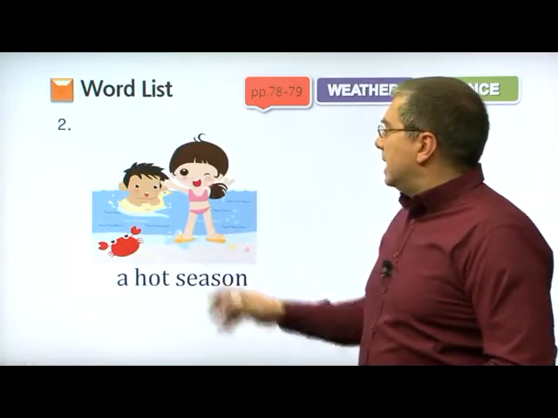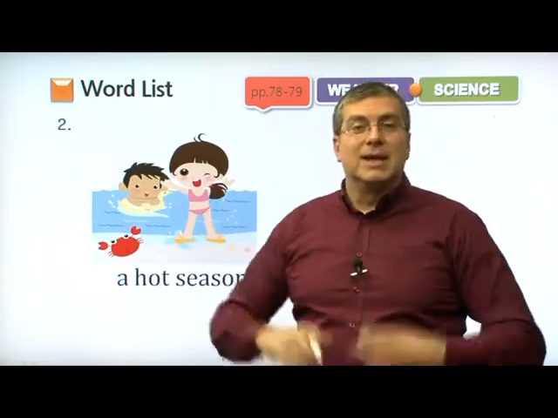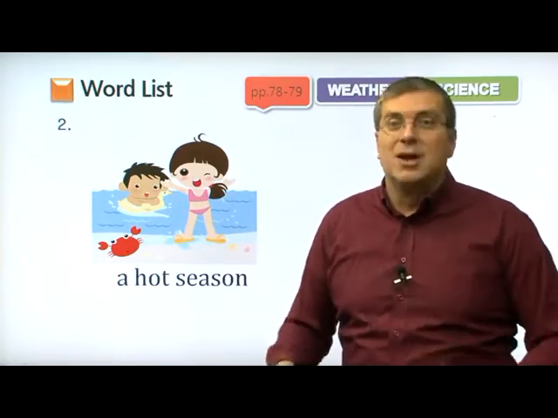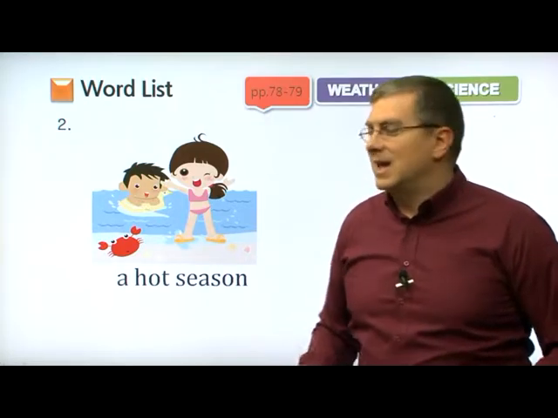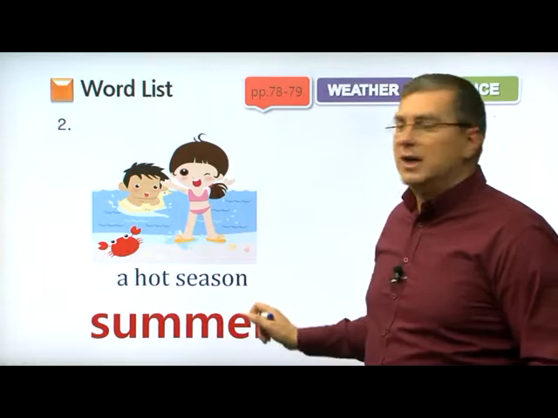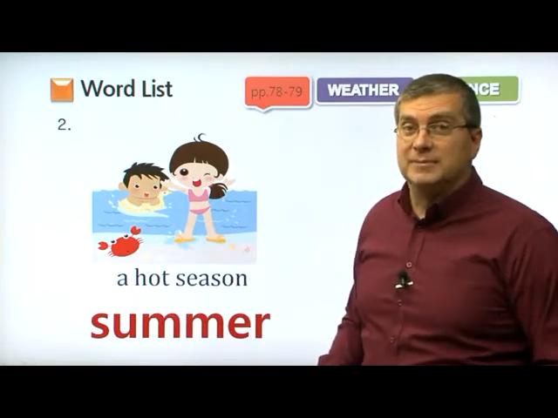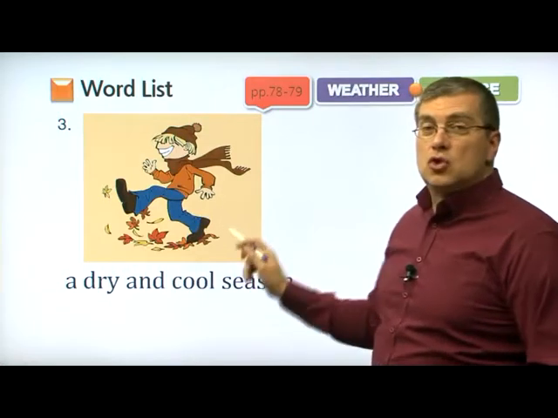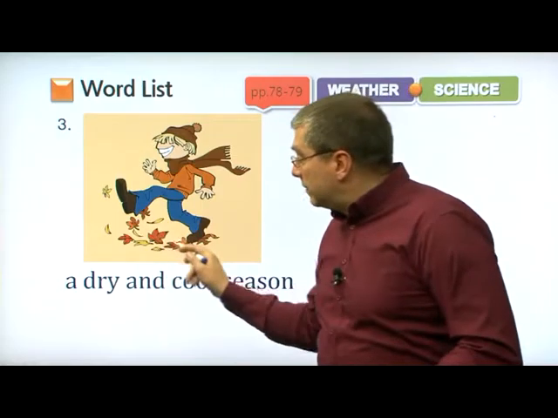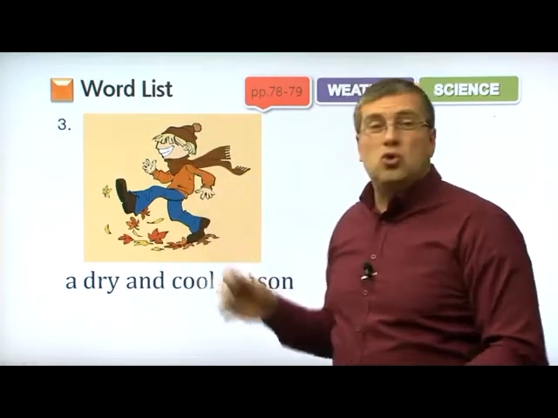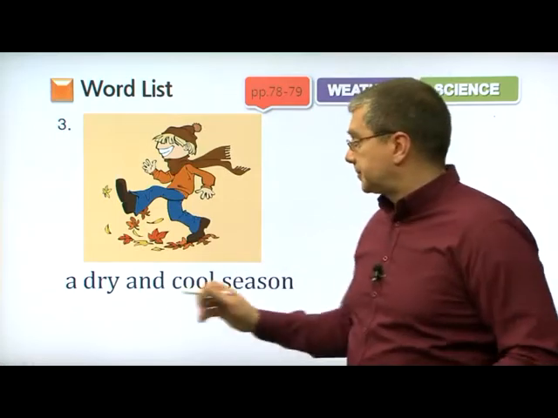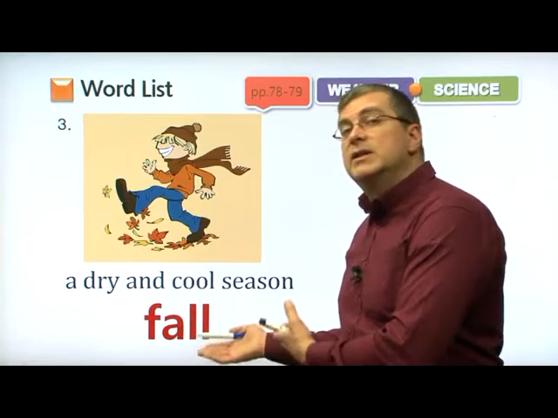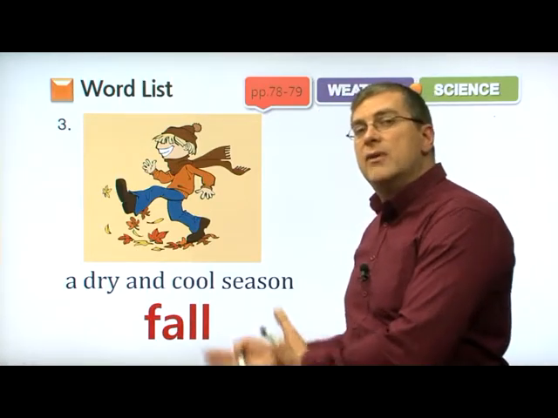Okay, next one is a hot season. Kids go swimming. They enjoy swimming. It's very hot, so you can wear a bathing suit. No problem. We talked about that. What season is it? It is summer. Summer is a hot season. Okay, next one. We talked about this. A dry and cool season. It's dry. Doesn't rain a lot. Leaves fall from the trees. It's cool, so you have to wear more clothes. This, of course, is fall. You can also say autumn, but a simpler word is fall. It's easier to say fall.